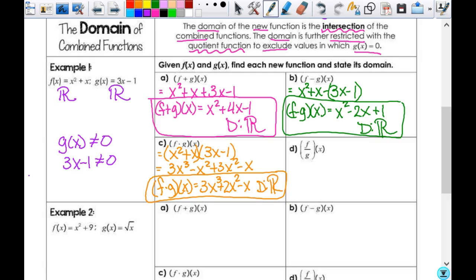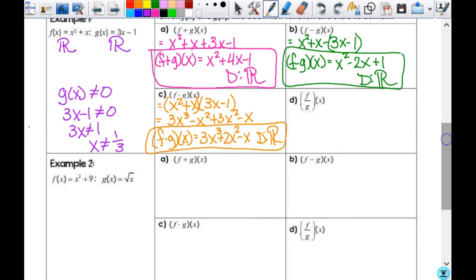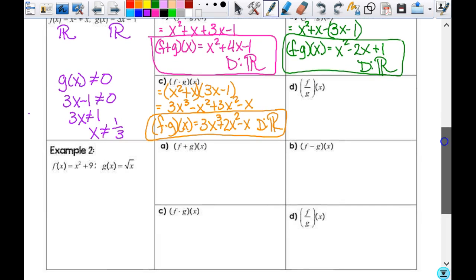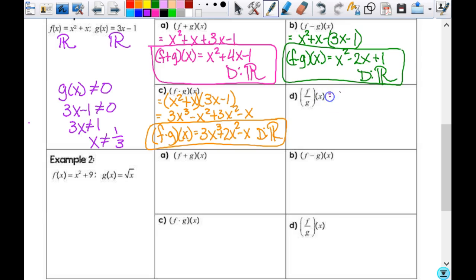So I got to figure out what x can equal, right? So 3x cannot equal 1. So x cannot equal what? 1/3. And that wouldn't necessarily be the only part of my domain. That's a further restriction. Now, it wasn't restricted at all, but a further restriction. So then I substitute this stuff in. f of x is x squared plus x divided by g of x, which is 3x minus 1.